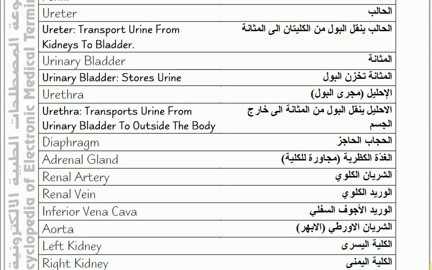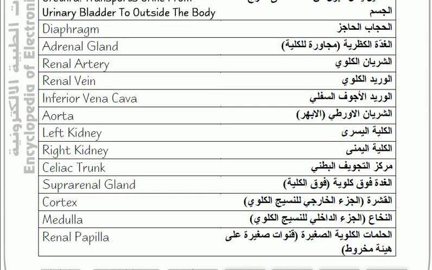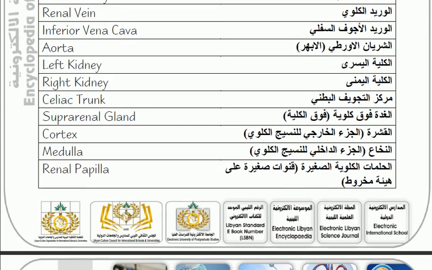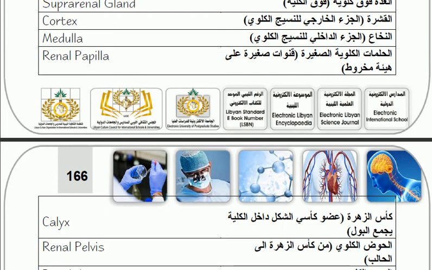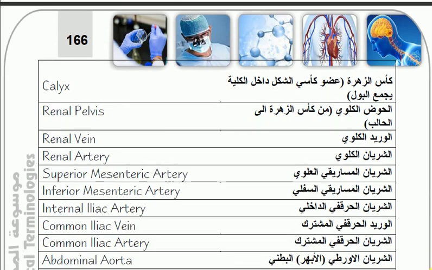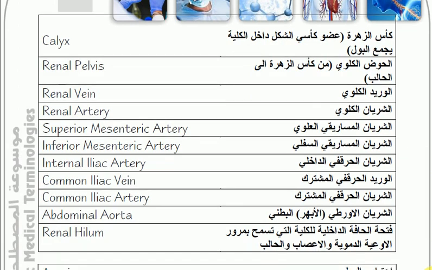Diaphragm. Adrenal gland. Renal artery. Renal vein. Inferior vena cava. Aorta. Left kidney. Right kidney. Celiac trunk. Suprarenal gland. Cortex. Medulla. Renal papilla. Calyx. Renal pelvis. Renal vein. Renal artery. Superior mesenteric artery. Inferior mesenteric artery.